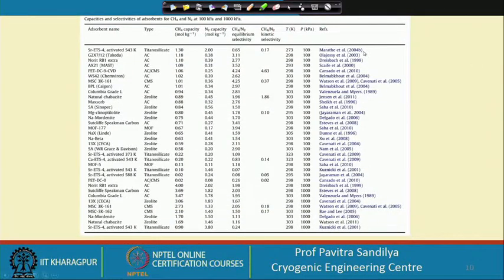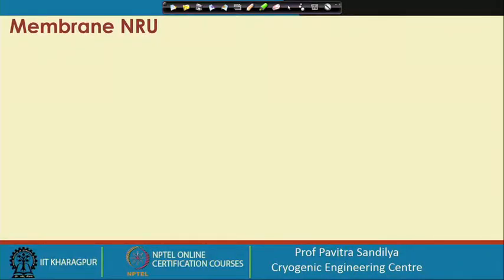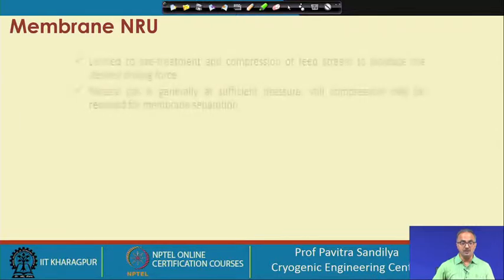And here are some more of these adsorbents. These are a very exhaustive list of the various types of adsorbents that may be considered for the removal of the various types of impurities from natural gas, like carbon dioxide, nitrogen, etc. So these come in handy whenever we are supposed to design an adsorption column for the removal of these particular impurities from natural gas. Now next we come to the membrane nitrogen removal units.